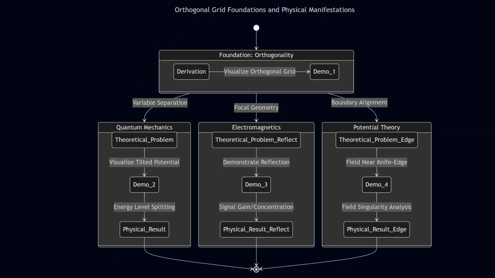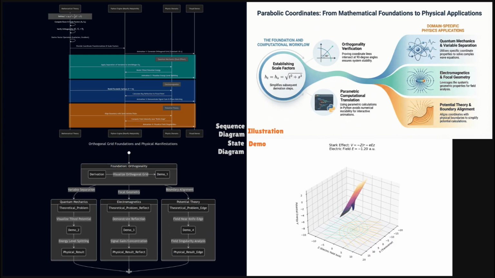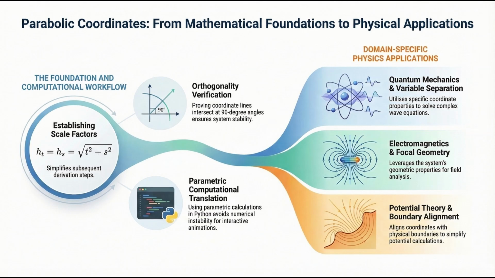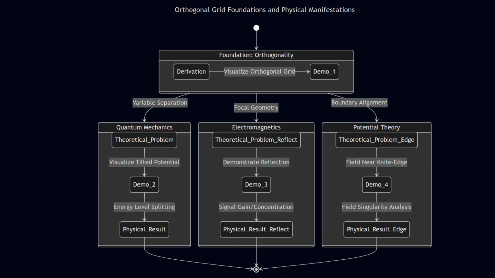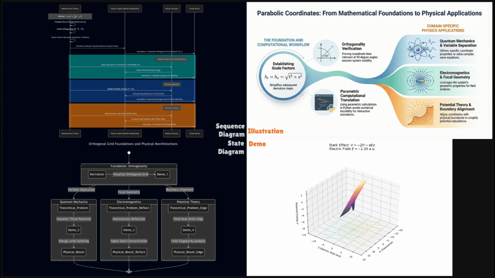Specific features for specific problems. The diagram explains that the derivation sheet provides three distinct mathematical tools used by different fields. Variable separation, used to transition from a theoretical quantum problem to calculating energy changes in an atom. Focal geometry, used to transition from basic parabolic shapes to demonstrating how satellite dishes concentrate signals.